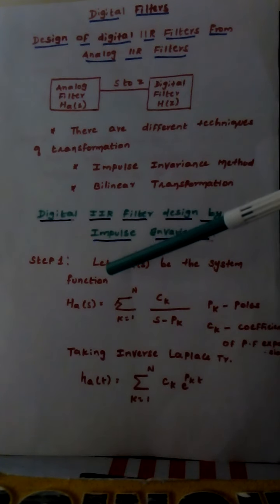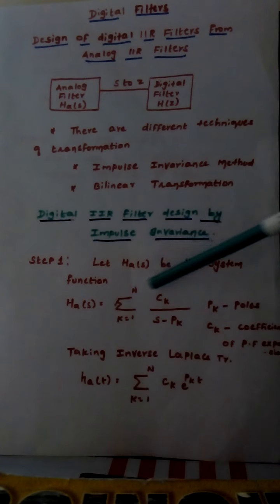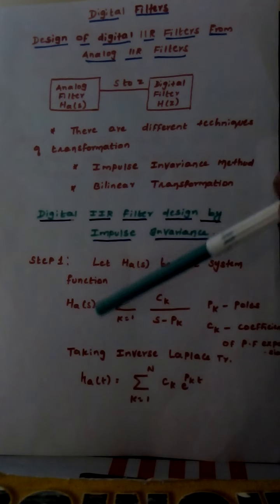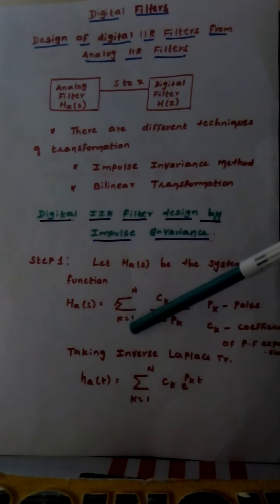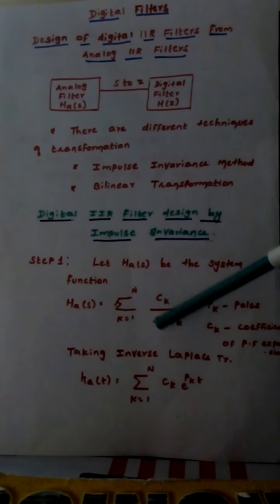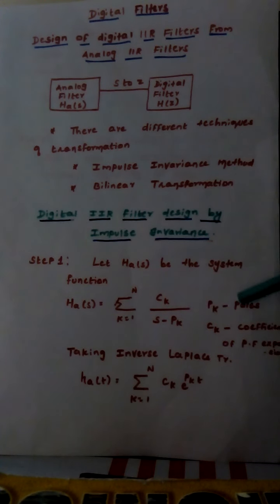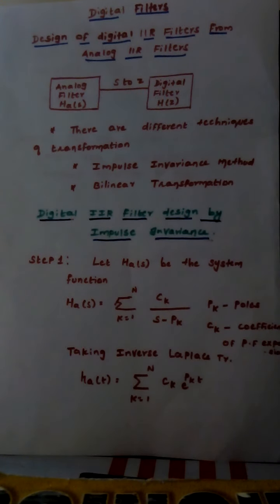In step 1, we find the system function H(s) and write it using the partial fraction expansion method: summation k equal to 1 to n of ck divided by s minus pk. Here pk are the poles of the system and ck are the coefficients of the partial fraction expansion.